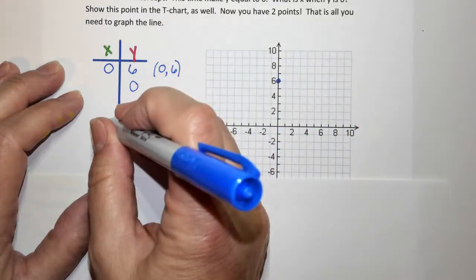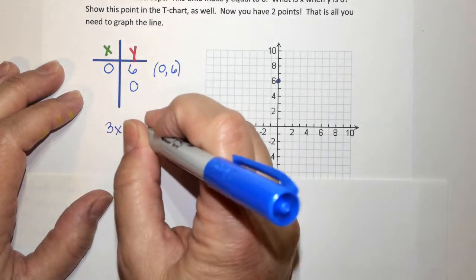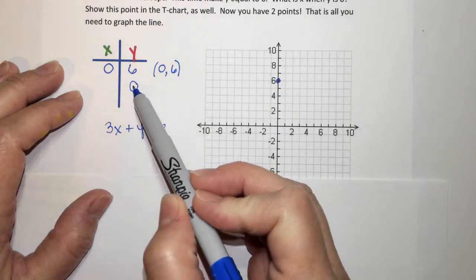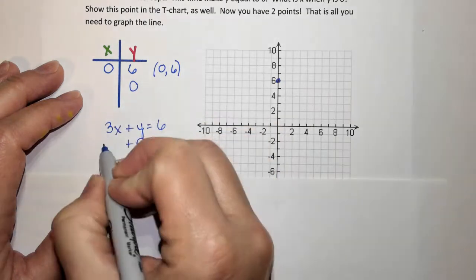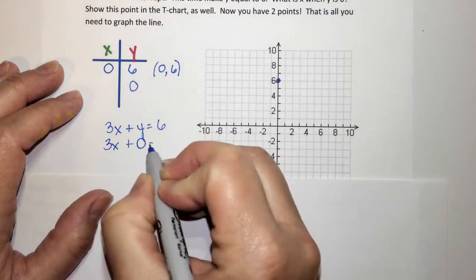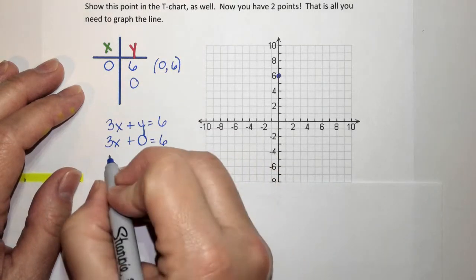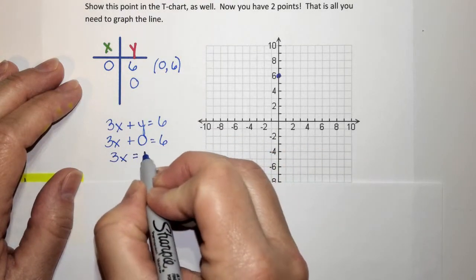Let's go ahead and bring our formula down. It was 3x plus y equals 6. Now I'm saying substitute a 0 for the y right here. And the 3x stays the same and the 6 stays the same. Now let's use our math skills to figure this out. 3x plus 0, I can ignore, equals 6.